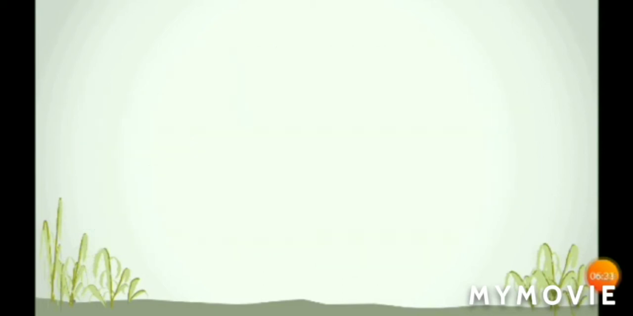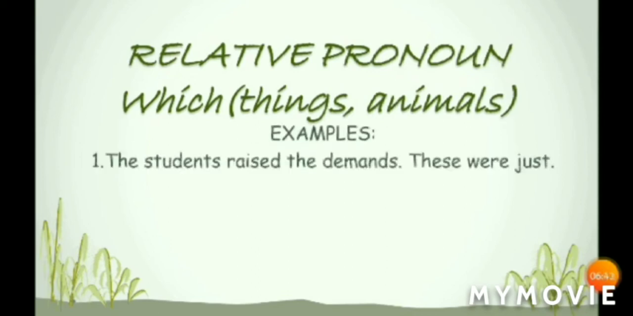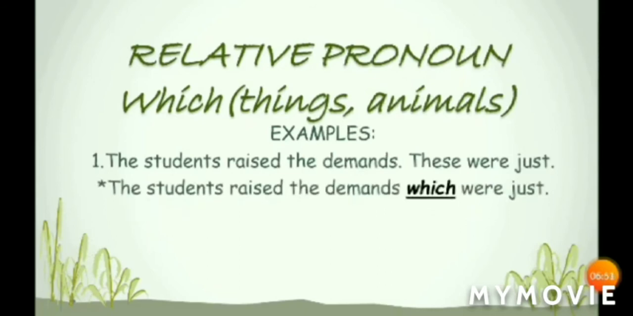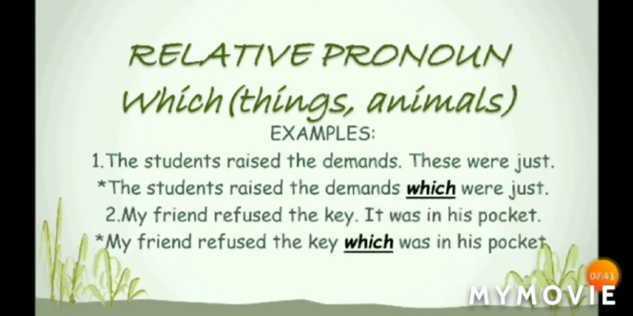Move on to the next relative pronoun, which. We use it for things and animals. Let's understand with the help of some examples. Number 1, the students raised the demands. These were just. The students raised the demands which were just. Number 2, my friend refused the key. It was in his pocket. So the answer is, my friend refused the key which was in his pocket.